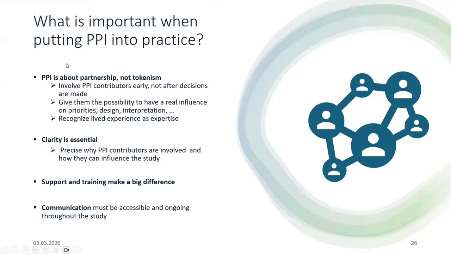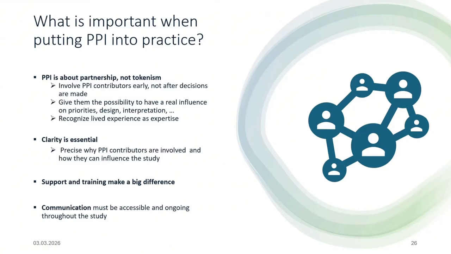No, yeah. And just to finish, what you have to keep in mind when putting PPI into practice, first of all, we talk about partnership. It's not just tokenism, just checking a box. So if you involve PPI contributors, you have to involve them early, not when all decisions are taken. You have to give them the possibility to have a real influence on priorities, design, interpretation, and so on, and really recognize their lived experience as an expertise.